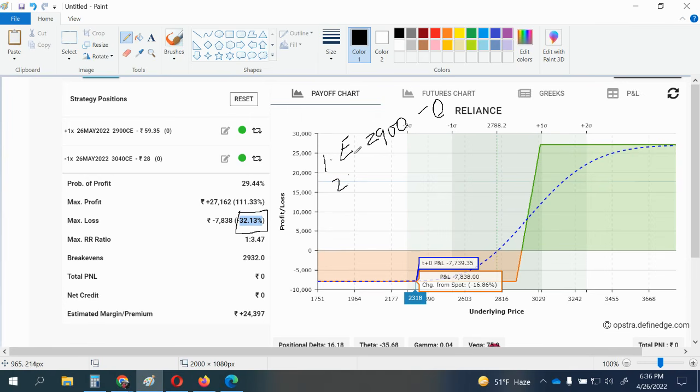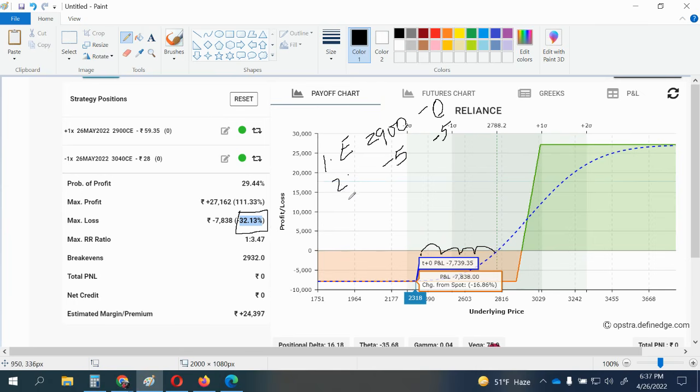Let's say in equity, Reliance has made a 5% down move, minus 5%. Then in equity you will lose only 5% of your total capital deployed. But here, even if it goes 5%, 10%, 20%, 30%, you will end up losing 32%.